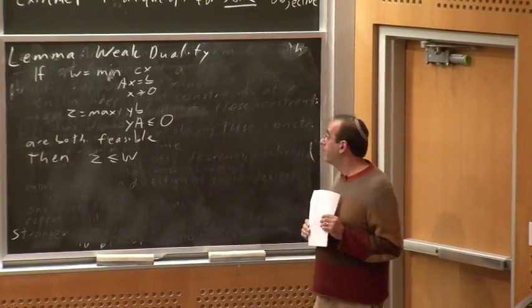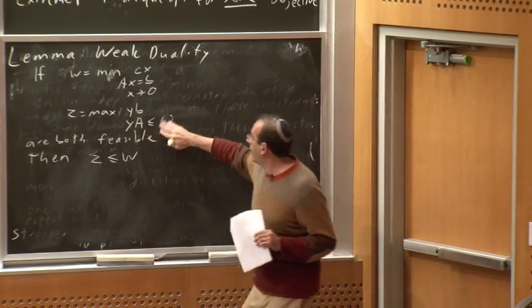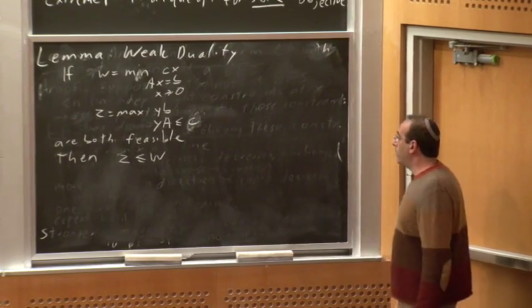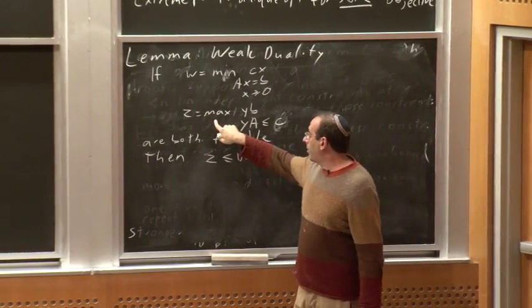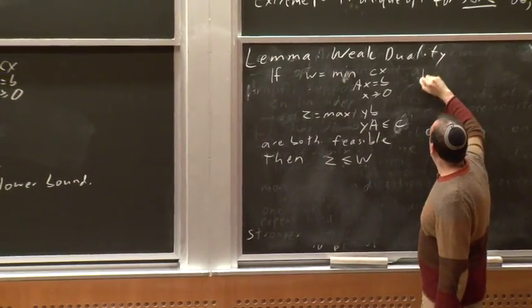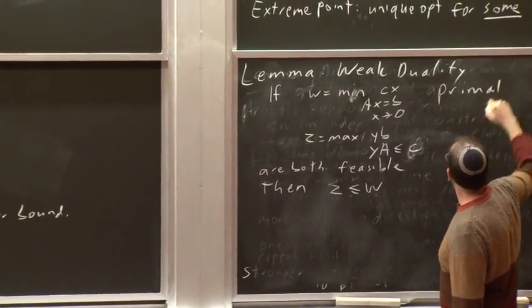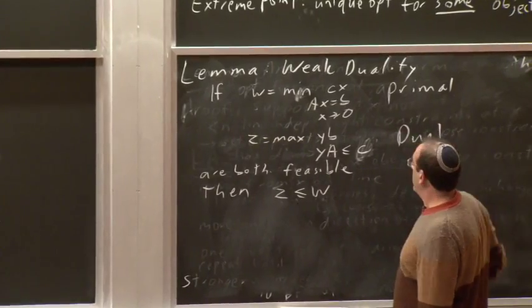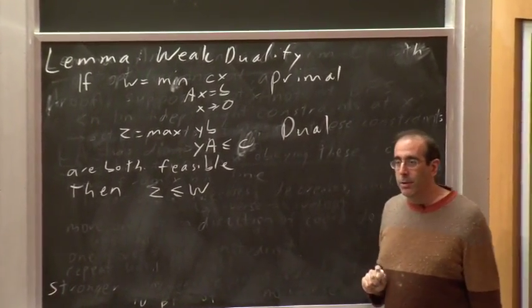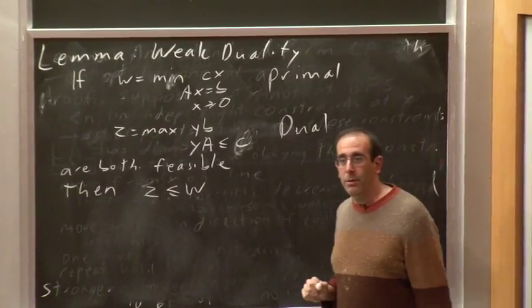ya less than c? What was that? Sorry. So if they're both feasible, then the dual linear program provides a lower bound on what's called the primal linear program. And conversely, the primal linear program forms an upper bound on the value of the dual linear program.